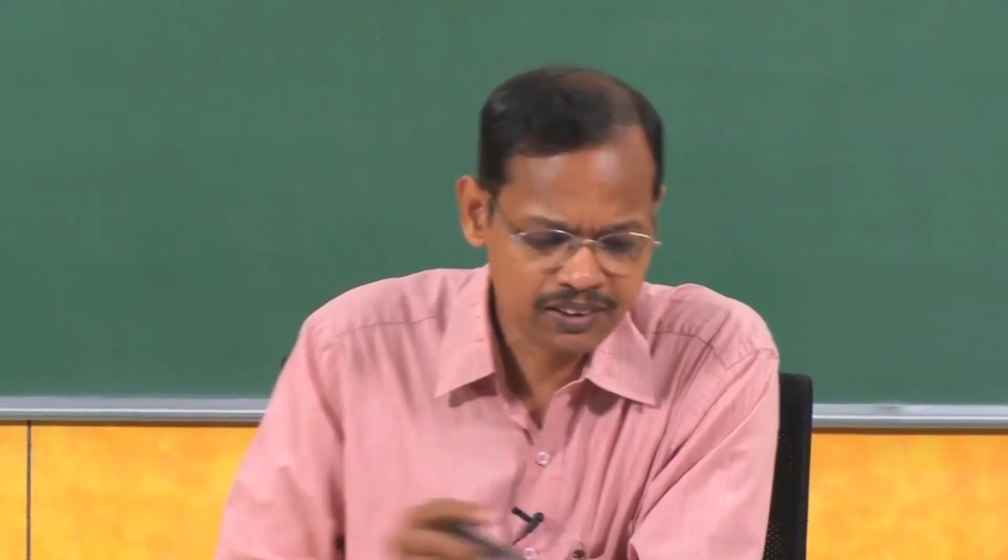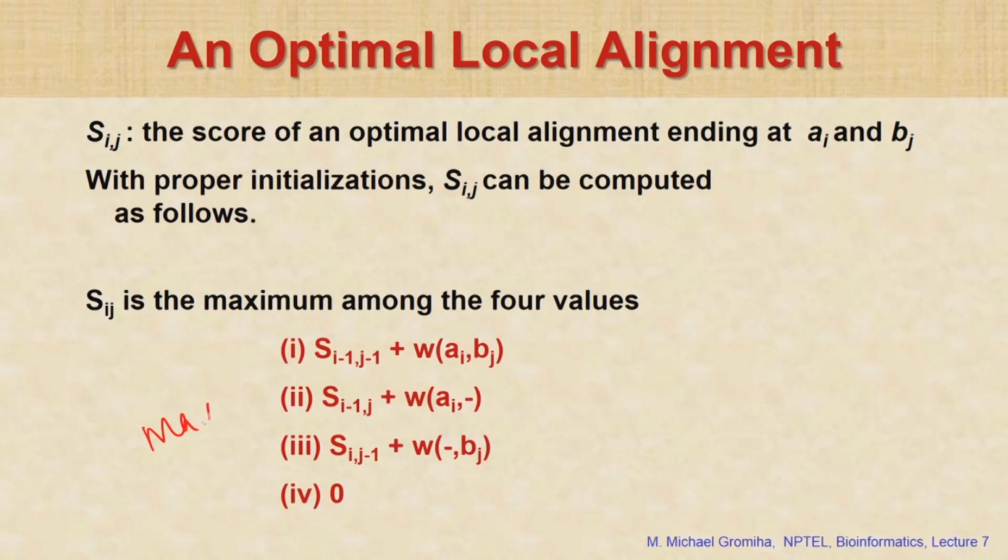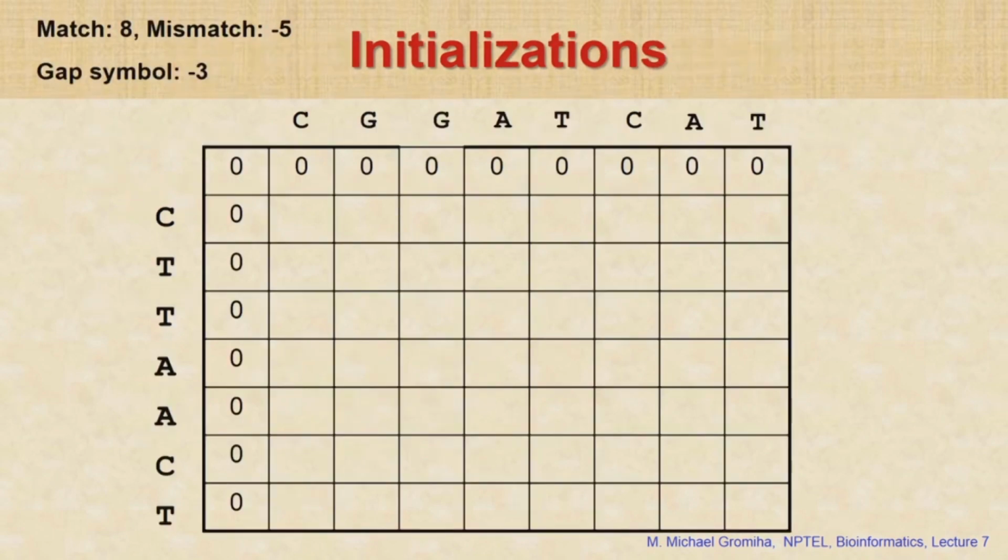So, now the condition is the maximum of these 4 options. One is S i minus 1, j minus 1, diagonal, right, go through the diagonal, with A and B with respect to match and mismatch. The second one is the gap, the third is also a gap, insertion and deletion, and the last option they give is 0. So, if we have this same sequence, I give a sequence, first initialization, because there are no negative values, so put 0, right. What will come here?